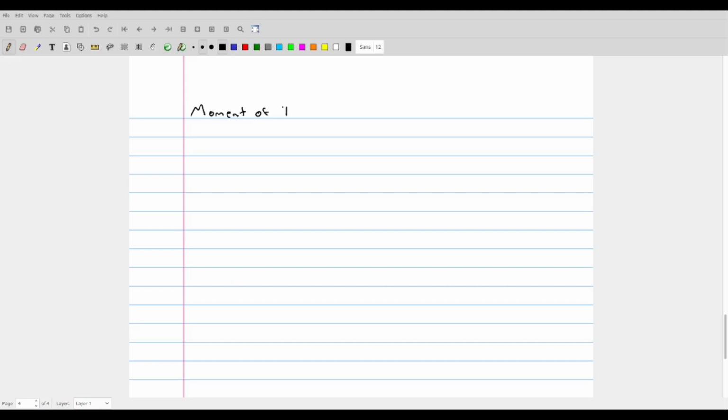So the last application that we'll talk about is what's called the moment of inertia of a given region. And we'll start by reviewing that we can actually find what's called the moment of inertia about any line.